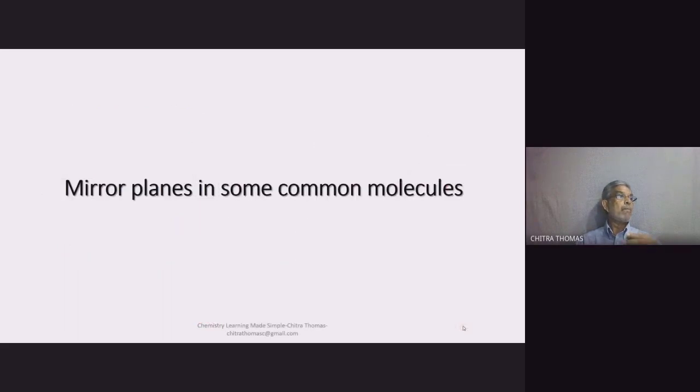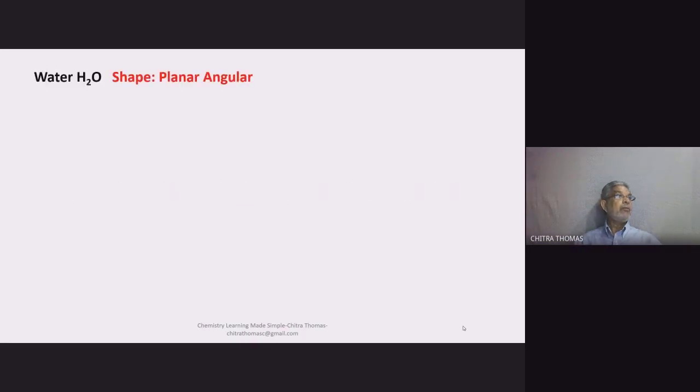Now, mirror planes in some common molecules. Say, water. See, I will show this model. This is one plane, okay? Then this is the second plane. Then if I consider this plane, this is not a symmetry operation because it will come like this. So this is not a symmetry operation. There are two planes.